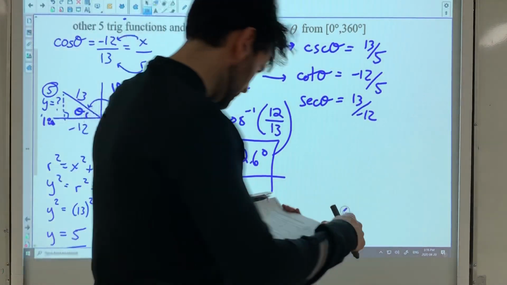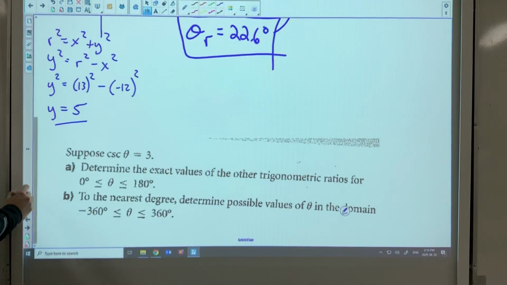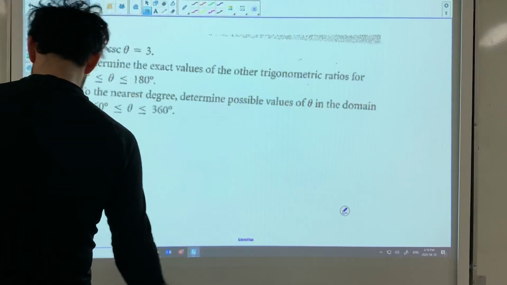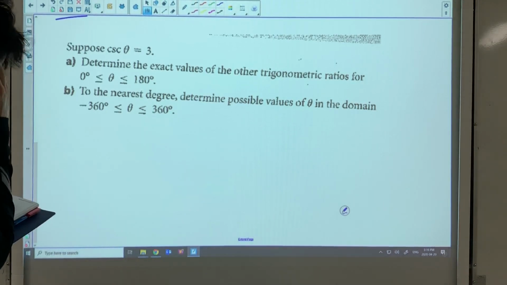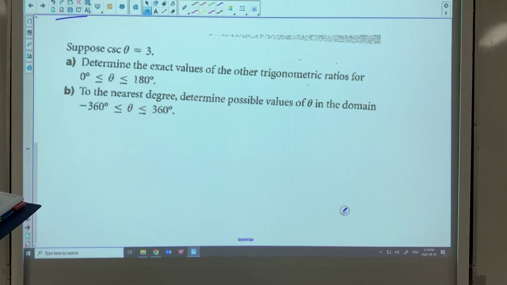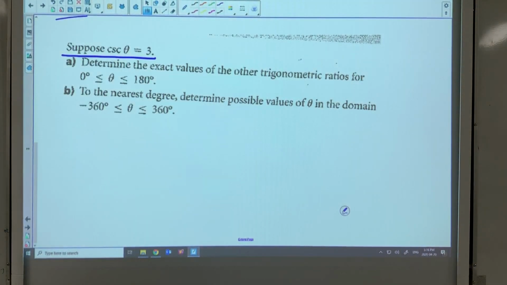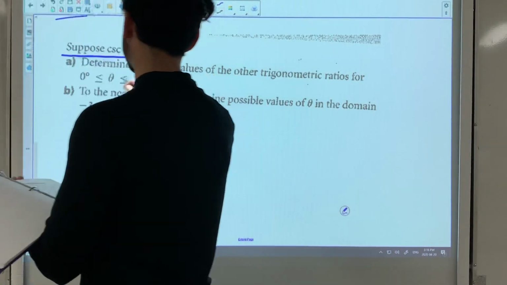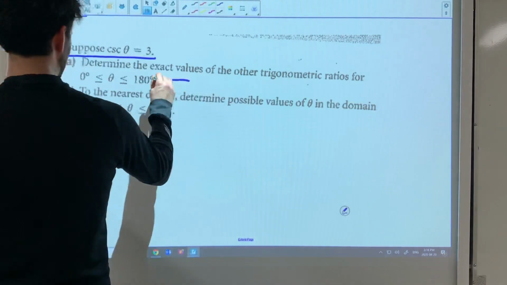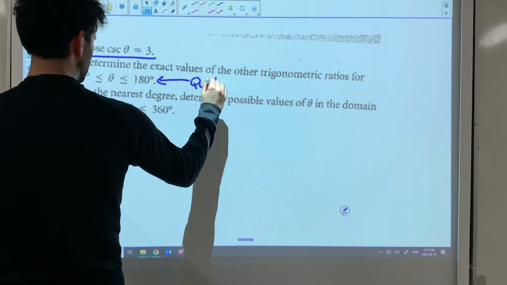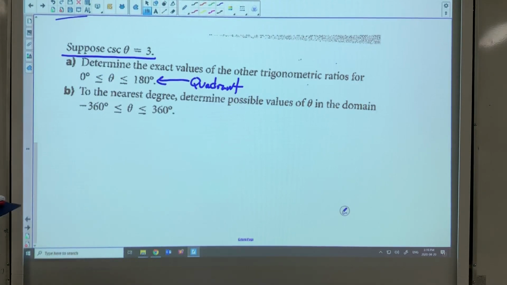Okay. Whew, that's a long one. What else have we got? These are some try it yourselves, but I think we should do at least A, just because A is kind of a tricky one because they're giving us cosecant theta. And they want us to find the exact values of the other trig ratios from 0 to 180 degrees. So this is basically the way that they're giving us what quadrant we're going to be in. So we're going to land somewhere between 0 and 180, probably, when we figure this out.